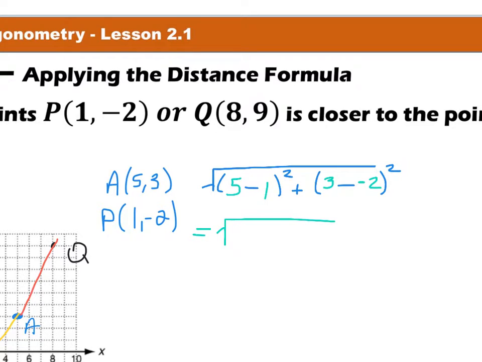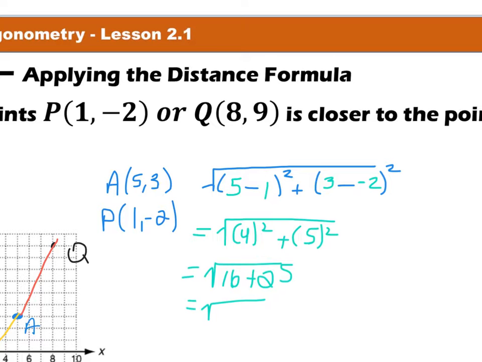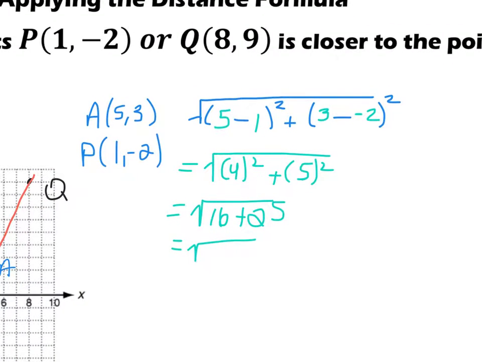Guys, what is 5 minus 1? Positive 4. Plus, what is 3 minus a negative 2? What's 3 plus 2? 5. Good. So what's 4 squared? 16. What's 5 squared? 25. What is 16 plus 25? 41. Is that going to break down at all? No. Okay. So what we just found was how far it was from A to P.